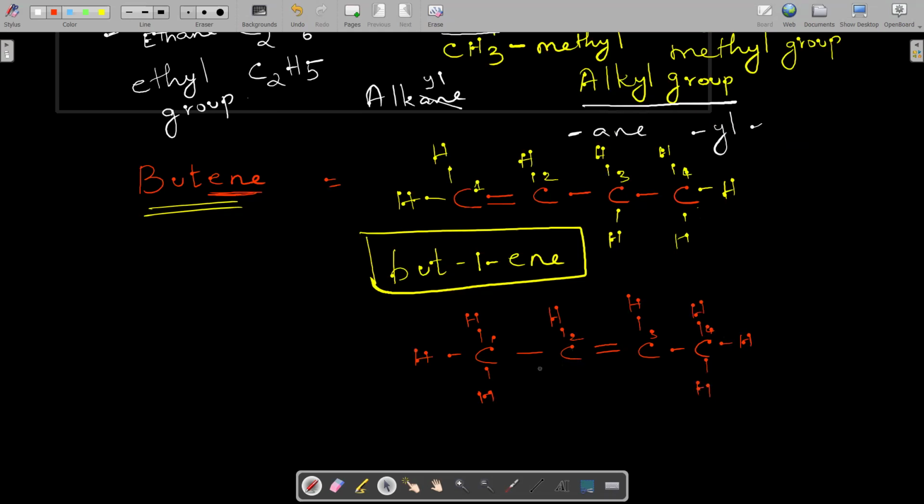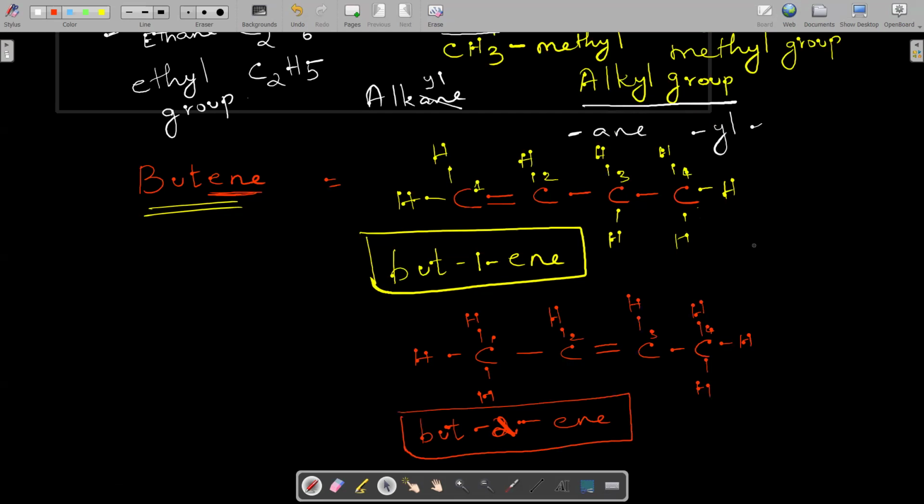Now again, this is but. My 4 carbons show that it's but. Now, where is my functional group? On which carbon is it? It's on 2. And it is an ene because it's a double bond. So this is another compound which is called but-2-ene.